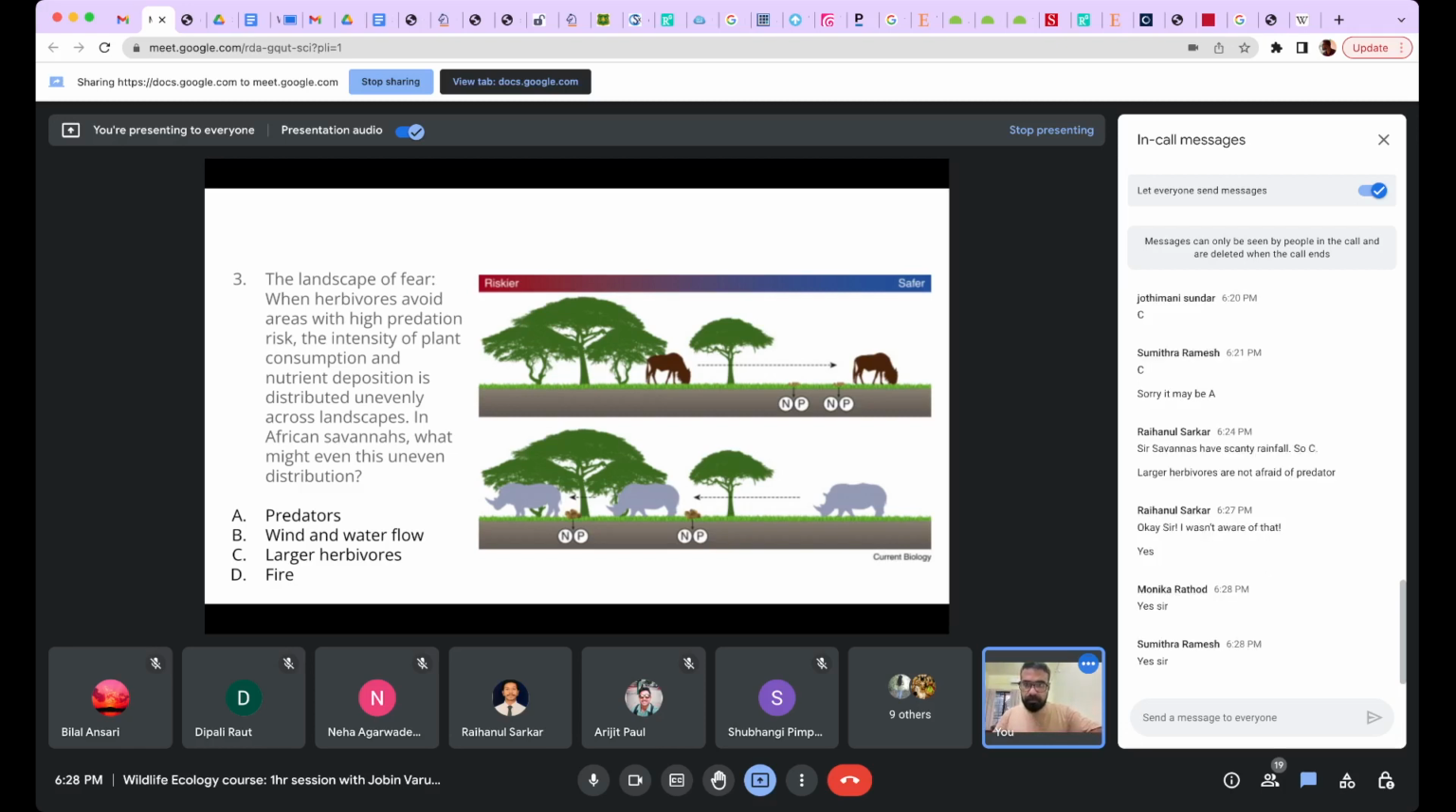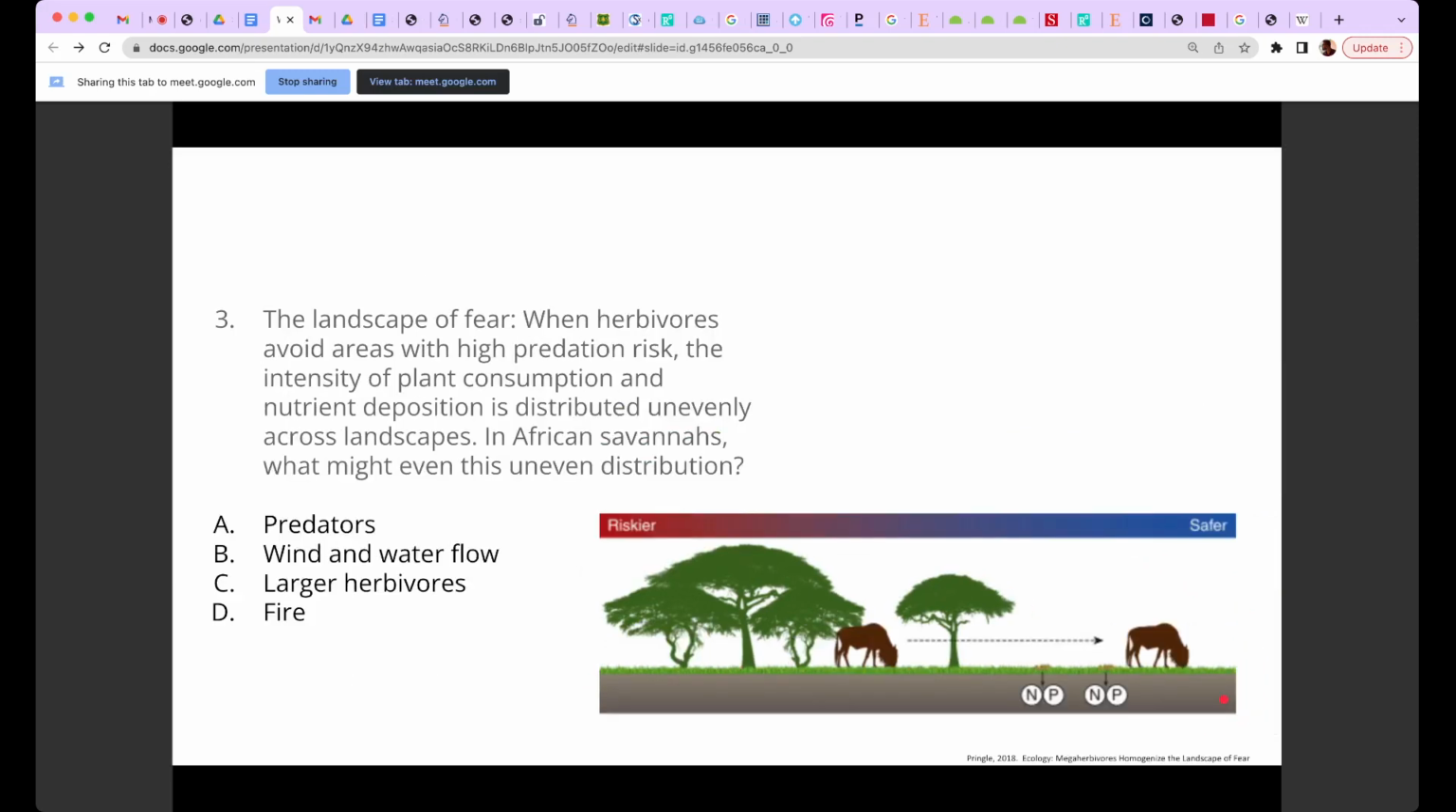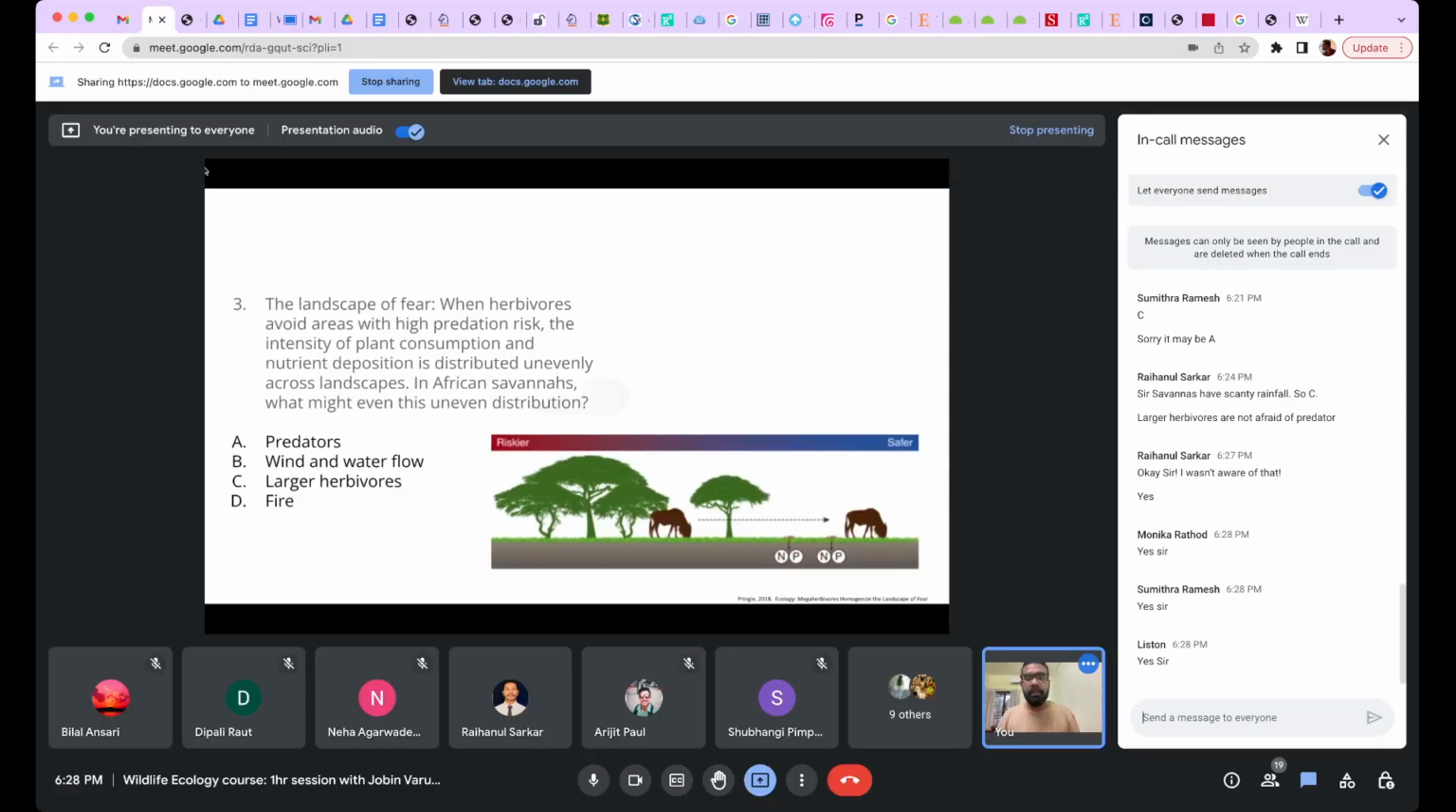Sorry, I didn't put the source. It's from a Current Biology paper, Pringle 2018. The answer was here itself: the mega herbivores homogenize the landscape of fear. Okay, so let's move on to the next question.